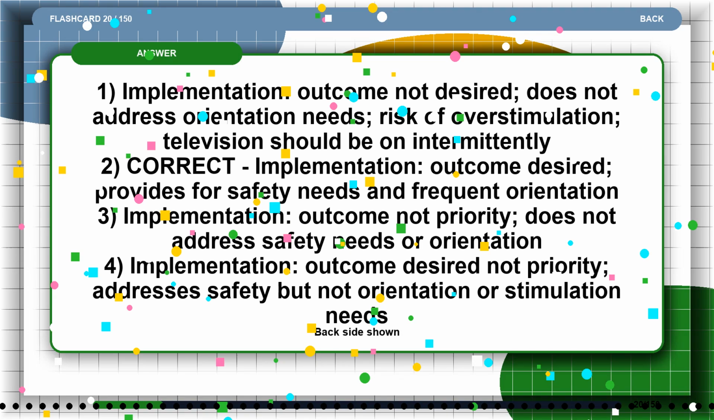The answer is 1. Implementation. Outcome not desired. Does not address orientation needs. Risk of overstimulation. Television should be on intermittently. 2. Correct implementation. Outcome desired. Provides for safety needs and frequent orientation.